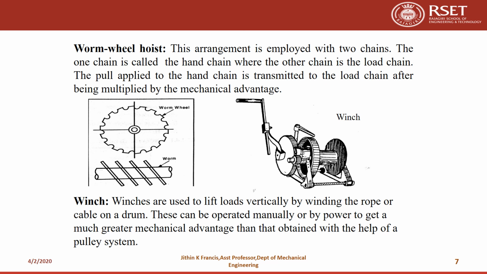The next one is the winch. Now, winches are used to lift loads vertically by winding the rope or cable on a drum. These are operated manually or by power to get a much greater mechanical advantage than can be obtained with the help of a pulley system. Winches are mainly used in naval systems for lifting heavy loads.